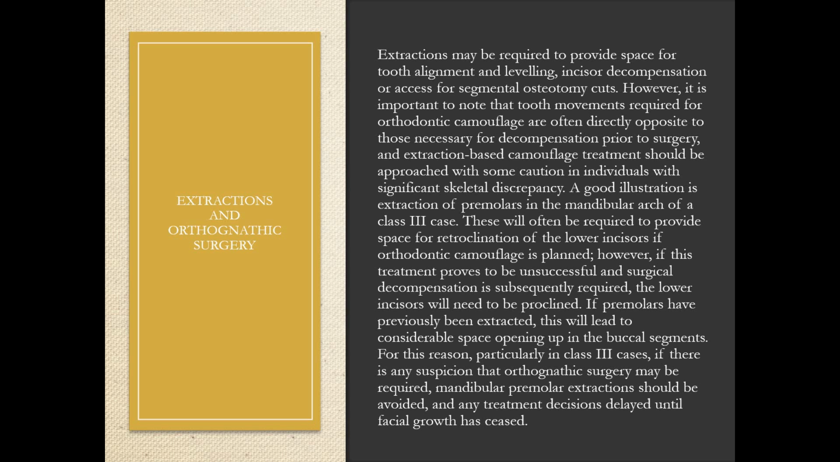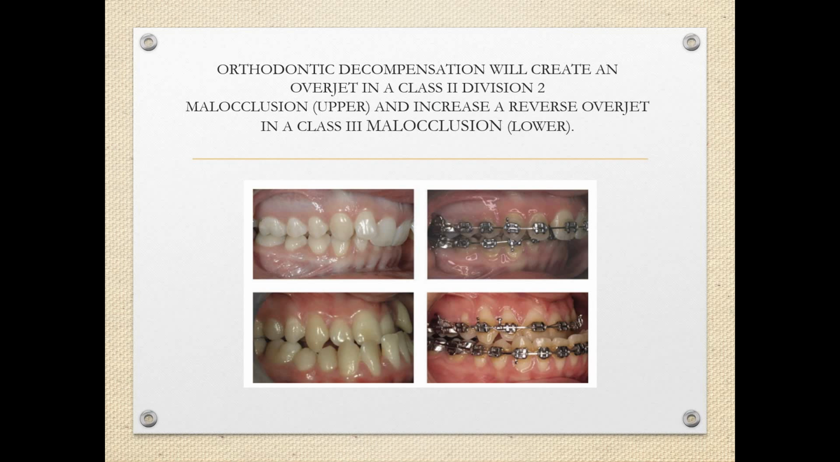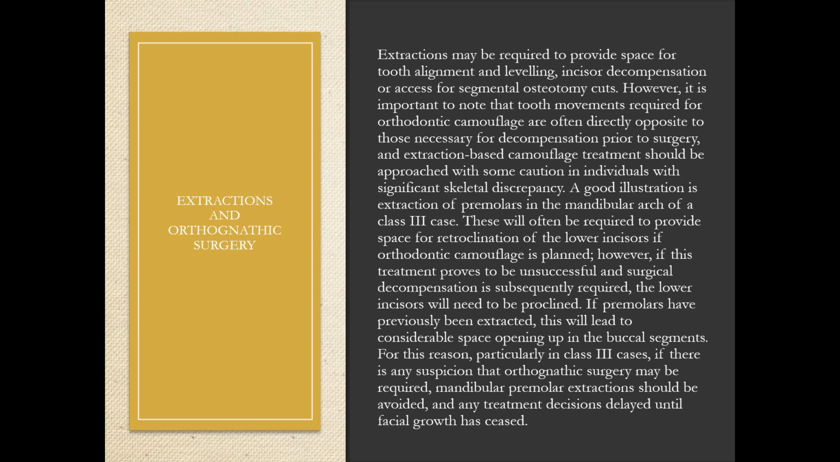Class 2 cases may require extraction in the mandibular arch if there is any degree of crowding, particularly if this is combined with a requirement to upright or intrude the incisors. Proclination of the mandibular incisors is usually undesirable because it will reduce the amount of potential forward surgical movement of the mandible. In the maxillary arch of class 2 cases, crowding is generally less common.